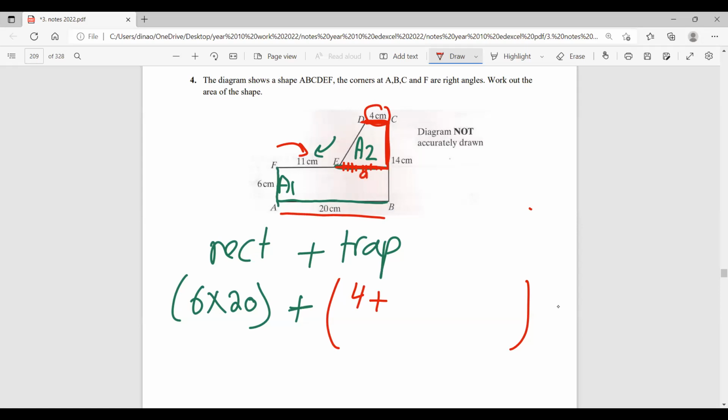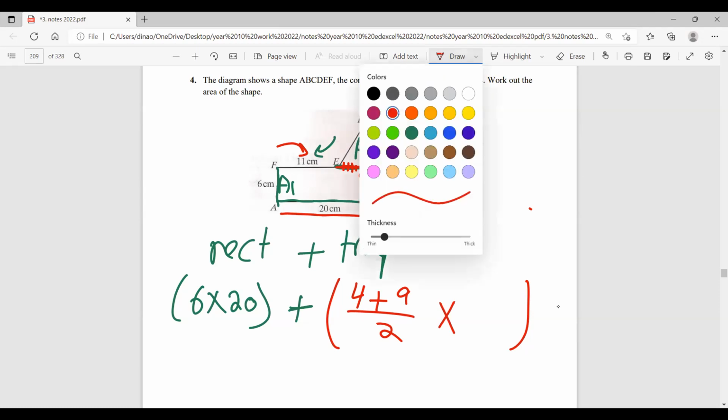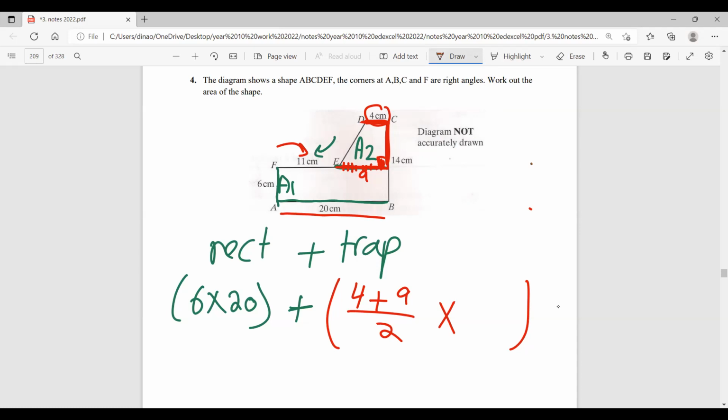So 4 plus 9 over 2. And as we said, the area of the trapezium is the average of the bases multiplied by the distance between them, the vertical distance between them. Let me just put another color on this part.